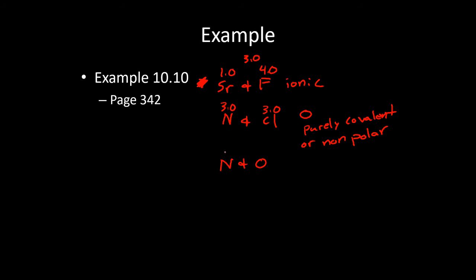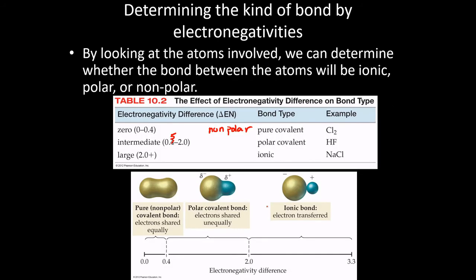For this one, on the other hand, nitrogen is 3, and if you go back and check the table, oxygen is 3.5. Now the difference is equal to 0.5. And if we check, if we have a difference of 0.5, that is going to be a polar bond.